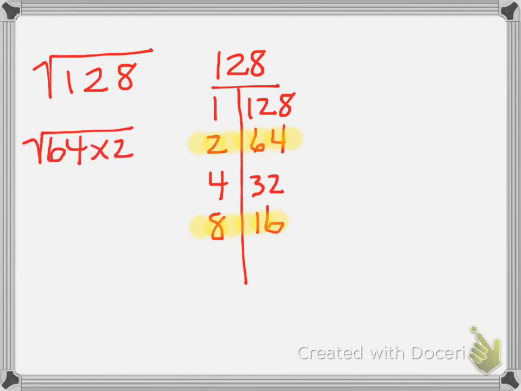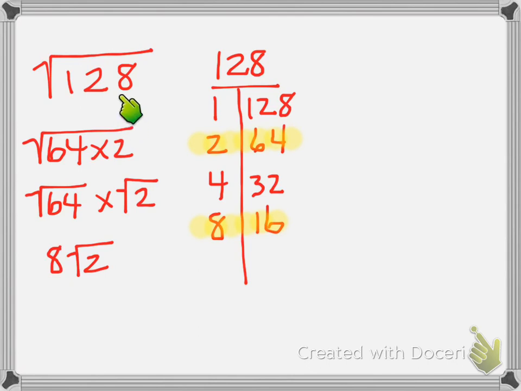We'll break down 128 to 64 times 2. Then we'll break the square root of 64 times 2 to the square root of 64 times the square root of 2. And the square root of 64 is 8. And 2 has no perfect square root, so we'll just write it down as it is. So the simplified version of the square root of 128 is 8 times the square root of 2.